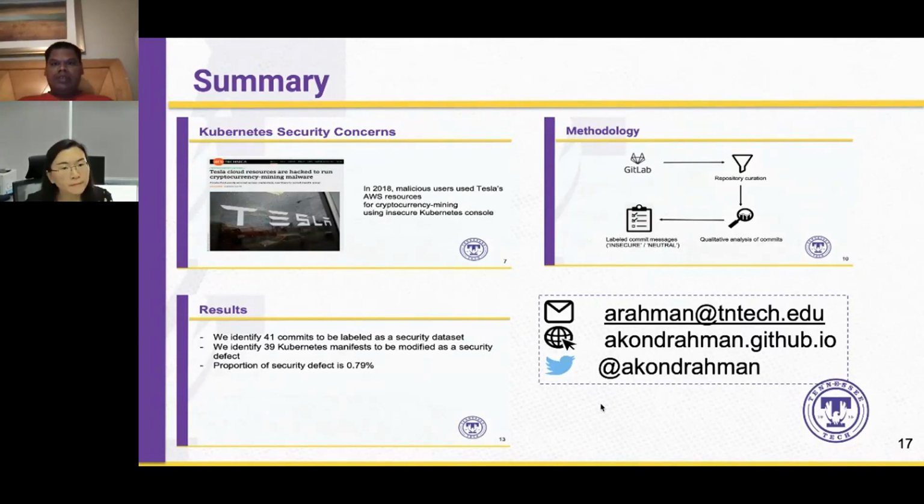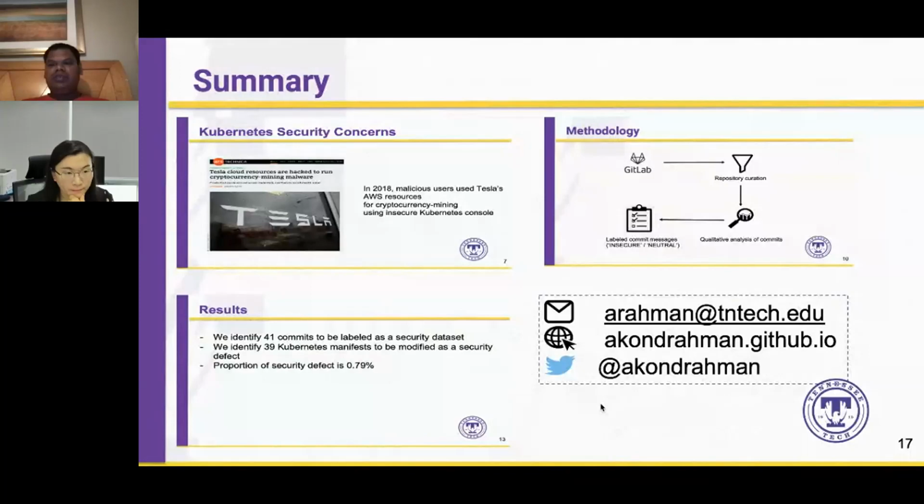So in short, Kubernetes is an emerging platform that is gaining more and more interest among software practitioners. Software practitioners all across the board, from government, industry, and academia, are using this particular technology to orchestrate and deploy their applications and manage their containers.